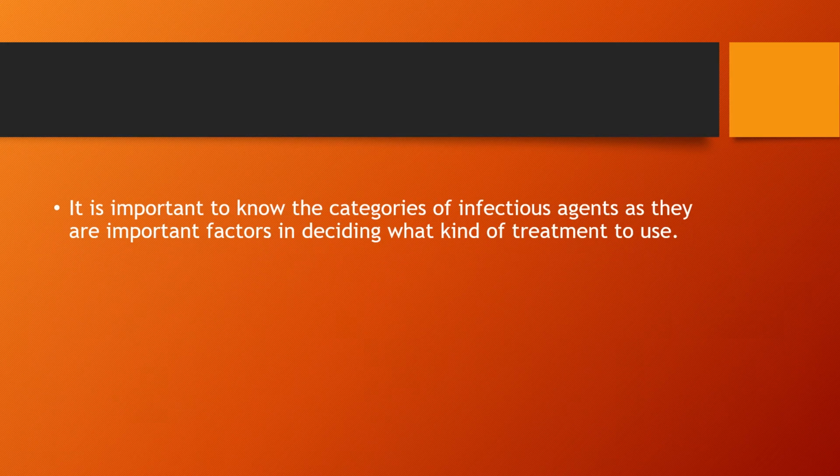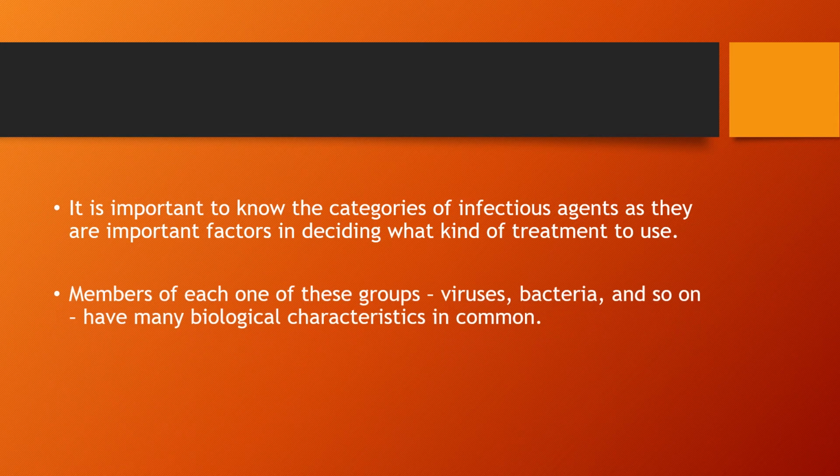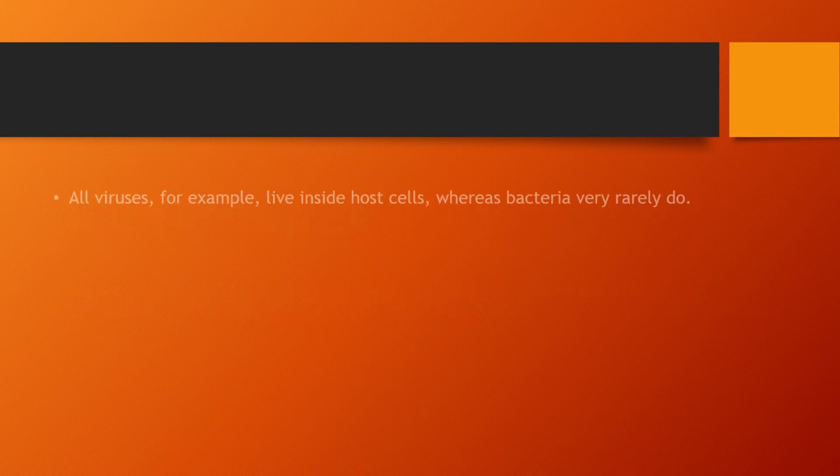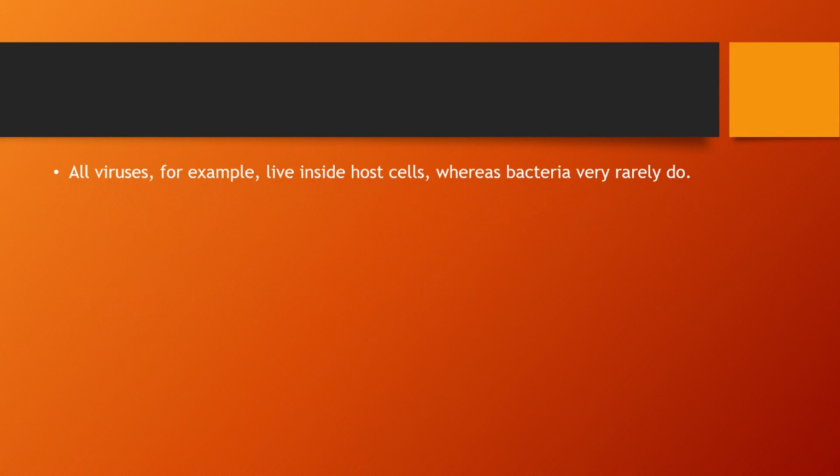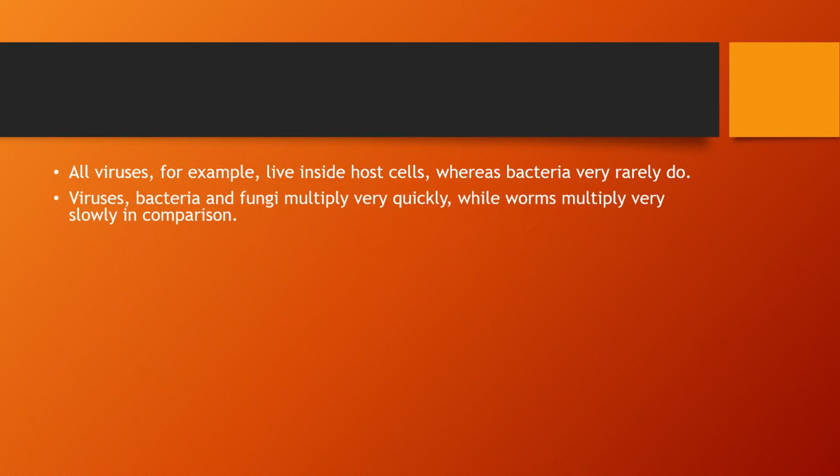Why is it important that we think of these categories of infectious agents? The answer is that these categories are important factors in deciding what kind of treatment to use. Members of each one of these groups, viruses, bacteria, and so on, have many biological characteristics in common. All viruses, for example, live inside host cells, whereas bacteria very rarely do. Viruses, bacteria, and fungi multiply very quickly, while worms multiply very slowly in comparison.